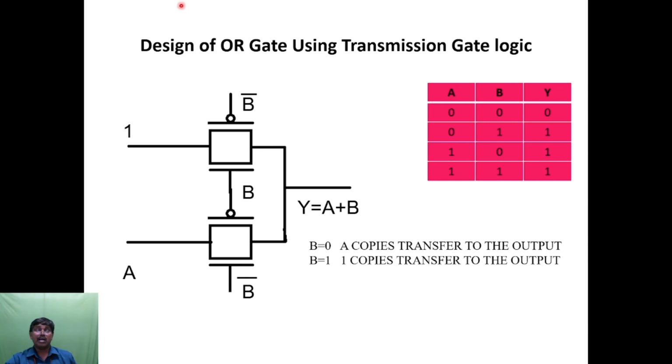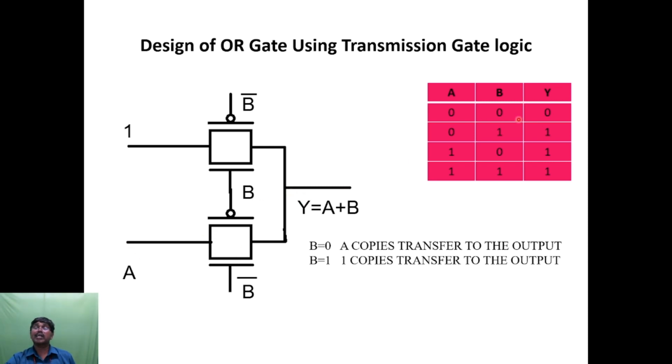That is why I connect it here. This is the transmission gate. Now B is equal to 0. What happens? This A will be copied and transferred to the output. So B equal to 0 means this PMOS will be on, and simultaneously this NMOS will be on. So both will be on simultaneously. This transmission gate will be enabled, and this enabled transmission gate will transfer A from the data input to the output.